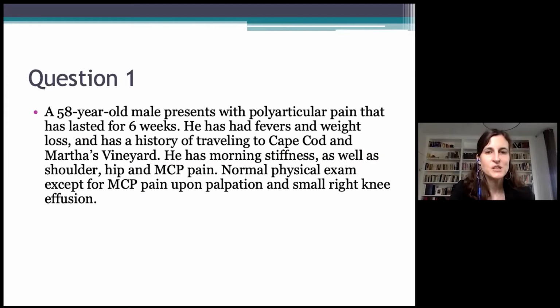So just to switch here to our board questions. The first question is a 58-year-old male who presents with polyarticular pain that has lasted for about 6 weeks. He's had fevers and weight loss and has a history of traveling to Cape Cod and Martha's Vineyard. He has morning stiffness as well as shoulder, hip, and MCP pain. And he has a normal physical exam except for MCP pain on palpation and a small right knee effusion.